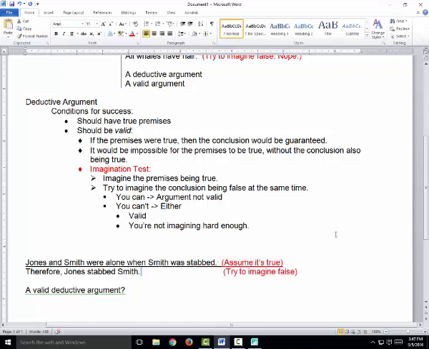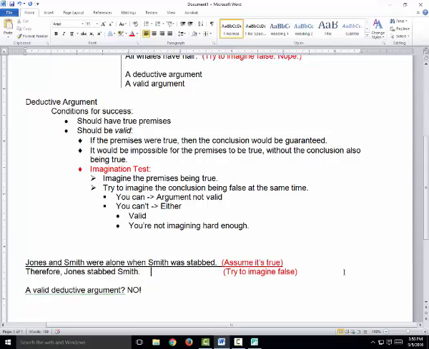And if you said, well, I can't imagine that. I can't imagine that they were alone and Smith was stabbed, but Jones didn't stab Smith, then I'm going to say, I think you're not imagining hard enough. Remember, when I say imagination test, I don't mean try to imagine in the sense that someone says, well, I can't imagine that he would have stabbed himself. Because of course you can imagine that. Although you don't necessarily think that's likely, you can imagine that Smith stabbed himself, and so Jones didn't stab Smith. So this is not a valid deductive argument.